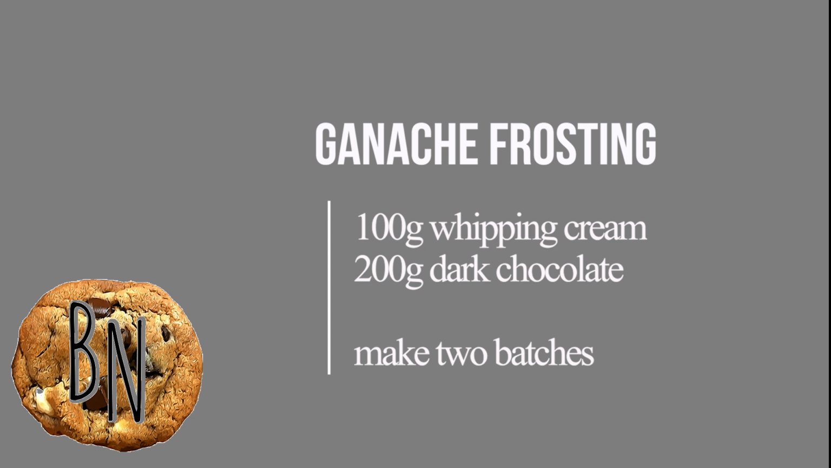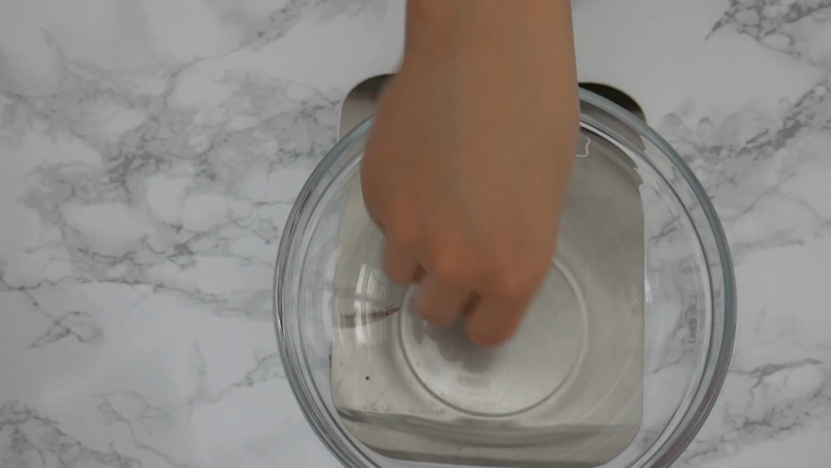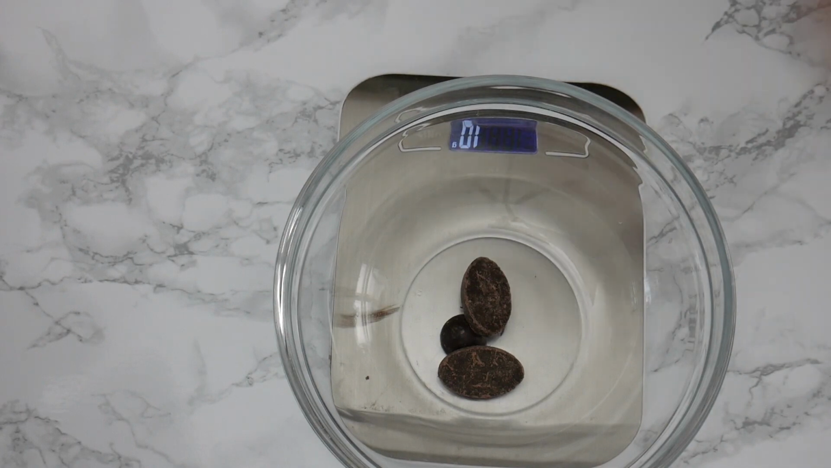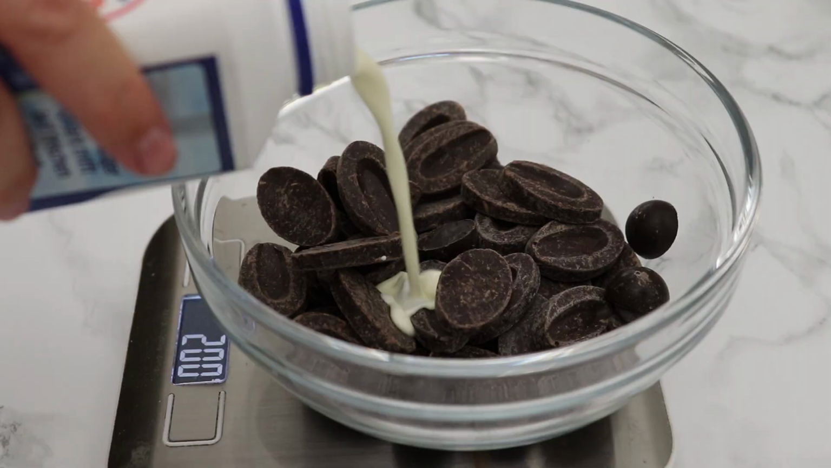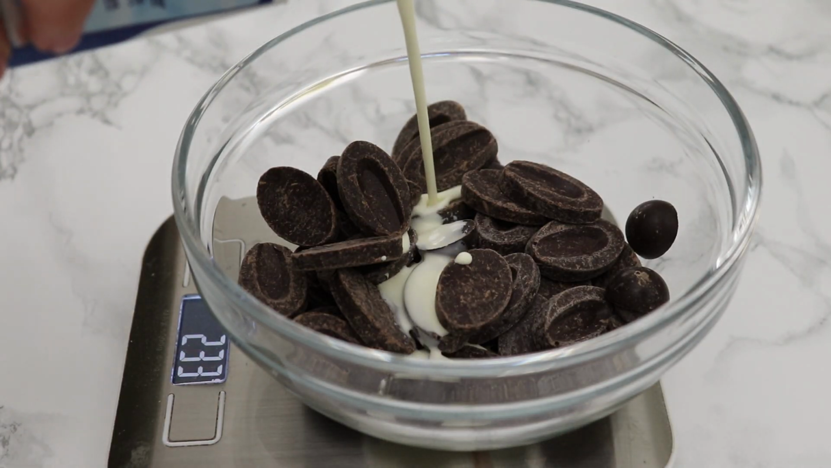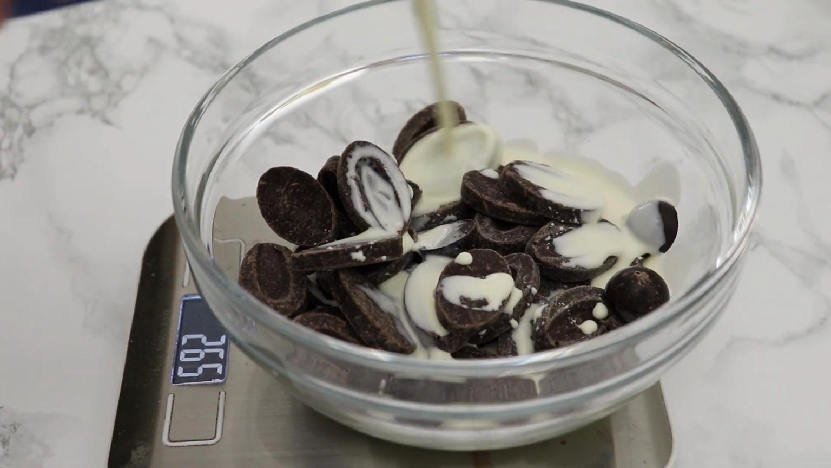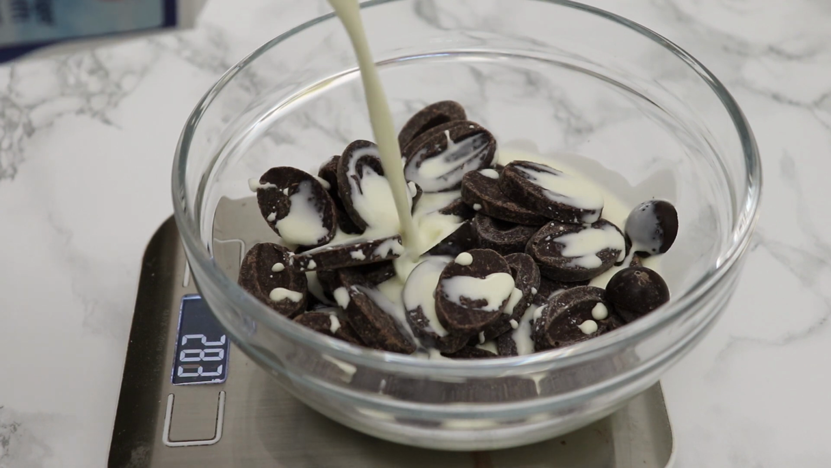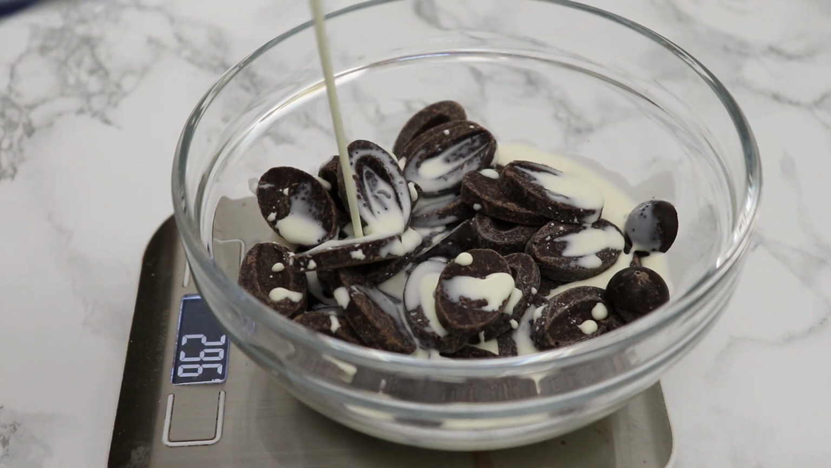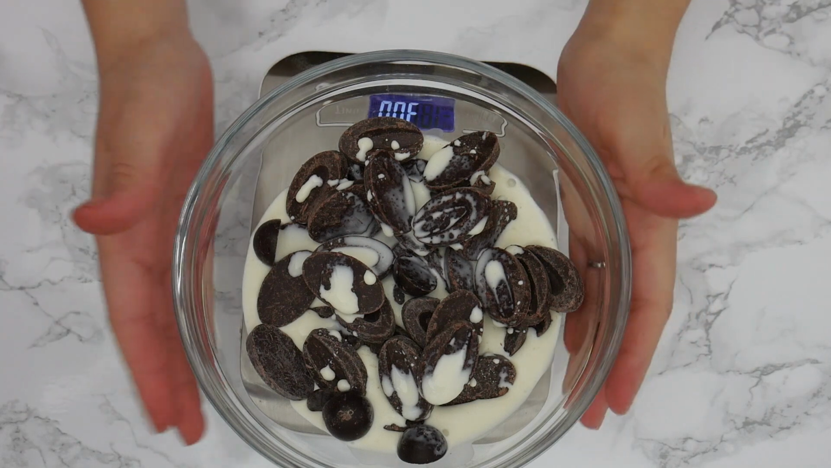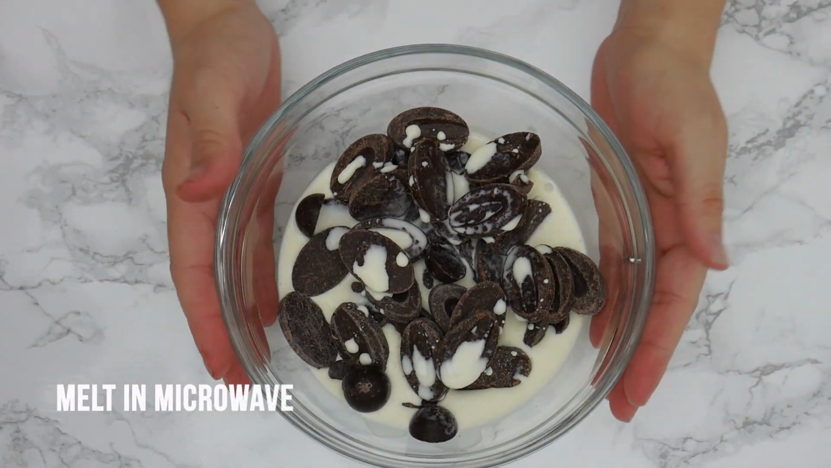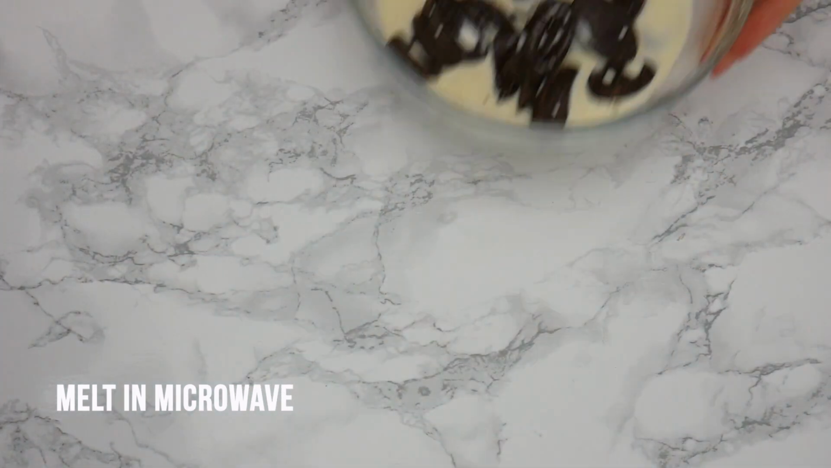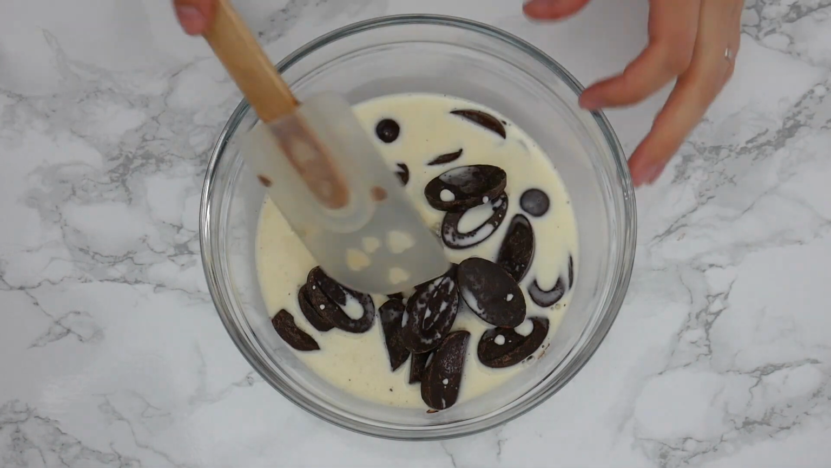And in this case, I went for a very classic ganache. I'm gonna go for a 2-to-1 ganache. That means 2 parts chocolate, 1 part cream. So I have dark chocolate here, and I'm just adding my whipping cream. And again, because I want to keep this very easy, I'm just going to melt this in the microwave and let it do its thing.